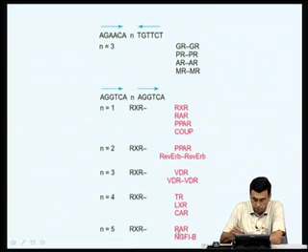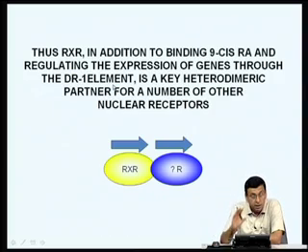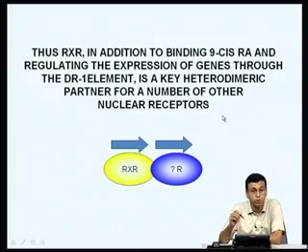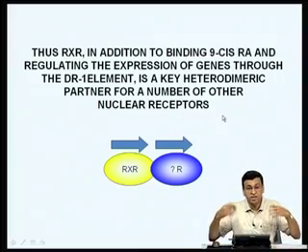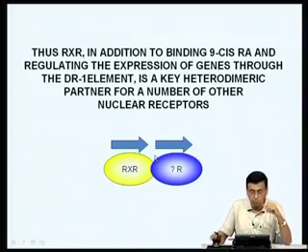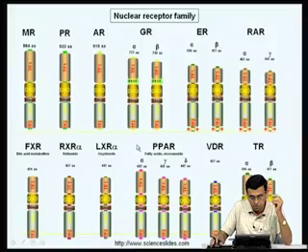Similarly, the receptors indicated in red here, along with the common heterodimeric partner, can bind to different direct repeat sequences. So the RXR, in addition to binding to 9-cis retinoic acid and regulating the expression of genes through the DR1 element, is also the key heterodimeric partner for a number of other nuclear receptors. This is the paradigm that emerged out of all these studies. So RXR became a very important molecule along with the various nuclear receptors.